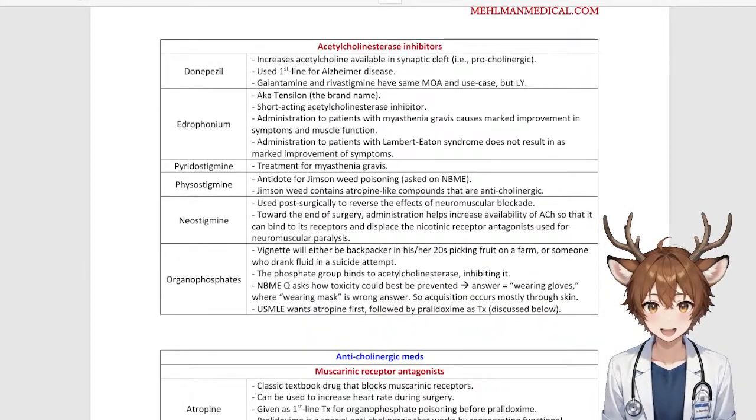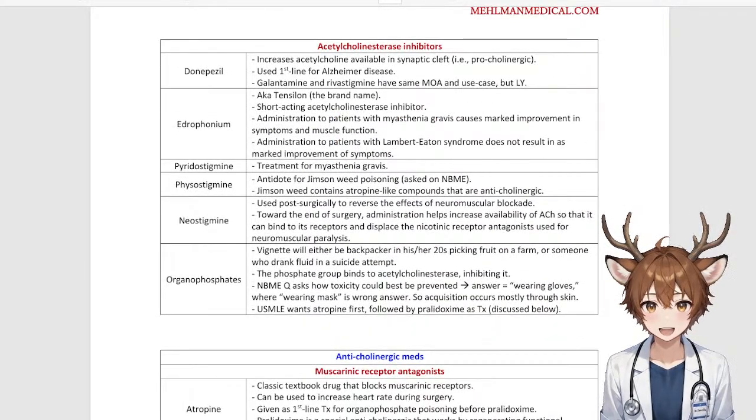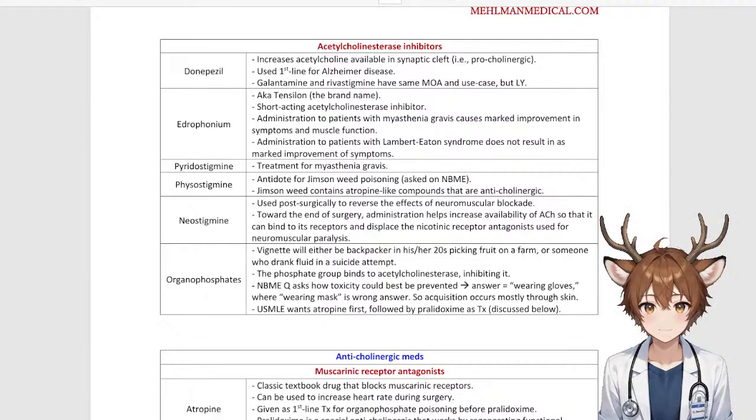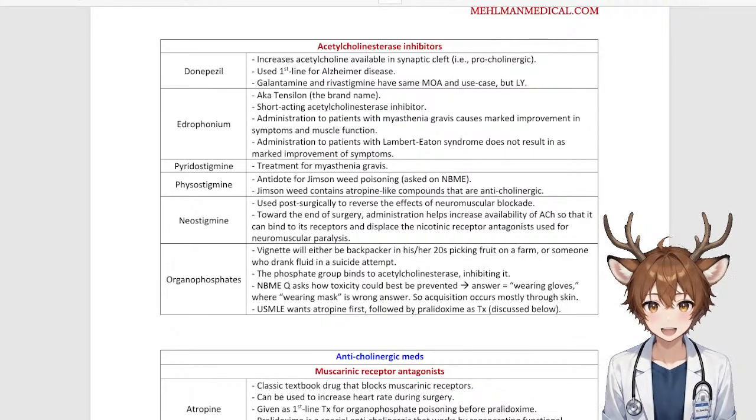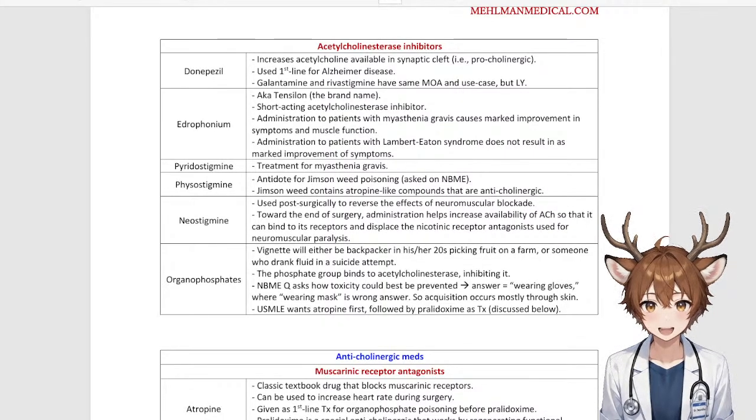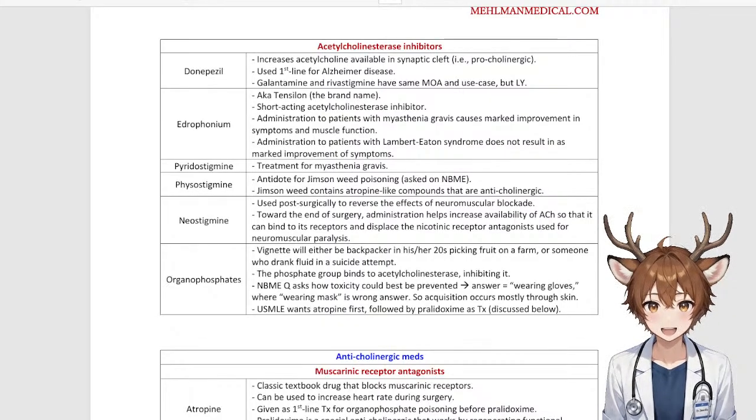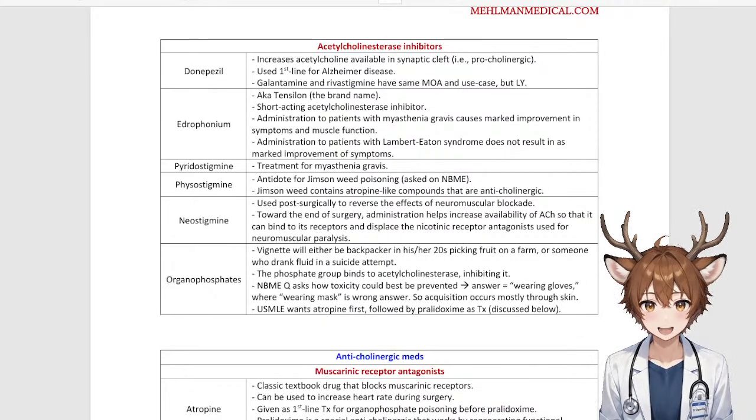What about acetylcholinesterase inhibitors? Donepezil increases the acetylcholine available in the synaptic cleft, i.e. procholinergic, used first line for Alzheimer's disease. Galantamine and rivastigmine have the same MOA in the same case, but are low yield.